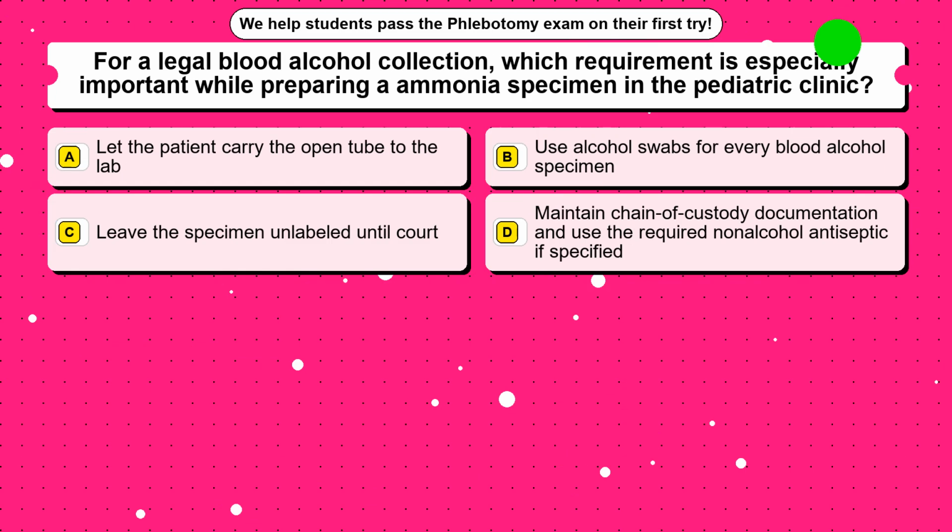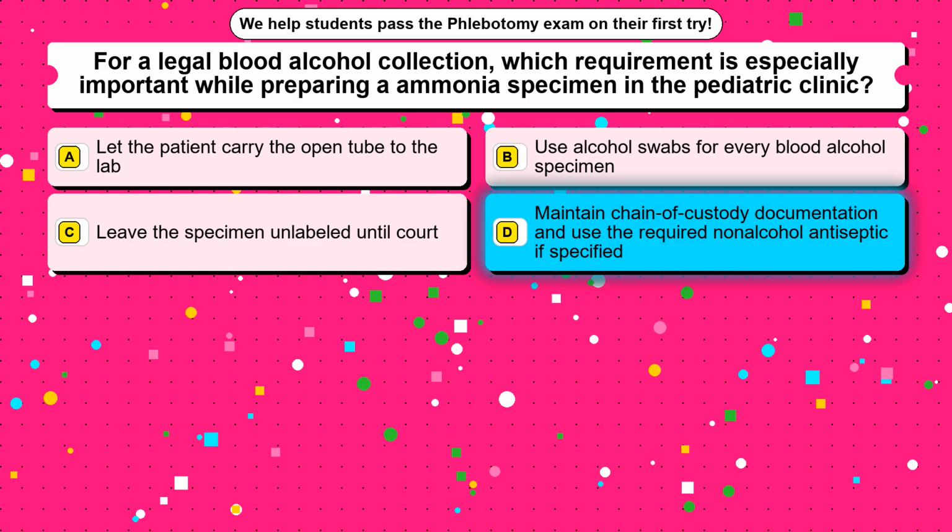Question 64. For a legal blood alcohol collection, which requirement is especially important while preparing an ammonia specimen in the pediatric clinic? Option A. Let the patient carry the open tube to the lab. Option B. Use alcohol swabs for every blood alcohol specimen. Option C. Leave the specimen unlabeled until court. Option D. Maintain chain of custody documentation and use the required non-alcohol antiseptic if specified.